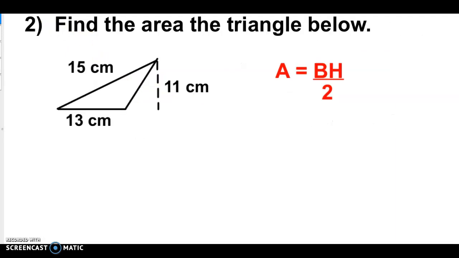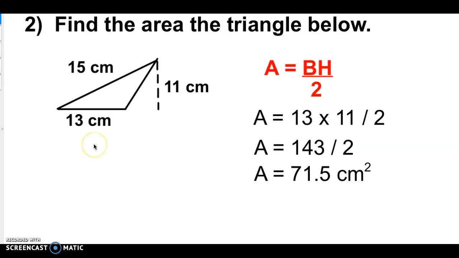Okay, I'd like you to find the area of this triangle using this formula. Area equals base times height divided by 2. Pause the video, and when you press play, you'll see the answer. Okay, boys and girls, so the base is 13 and the height is 11. The height is always the dotted line, and sometimes the height is actually written outside of the figure. Sometimes it's inside, sometimes it's outside, but it's always that dotted line.